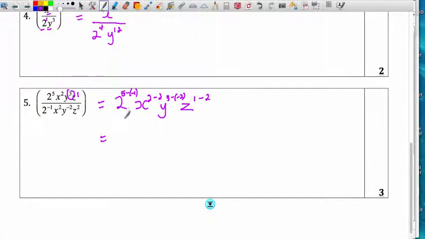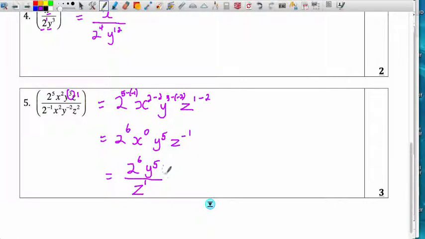And so I'm going to simplify each of those. 2 to the power of 6, x to the power of 0, y to the power of 5, z to the power of minus 1. And our final step is to eliminate the negative exponent. And the way we're going to do that is to move the z to the minus 1 into the denominator, and then the exponent becomes a positive.